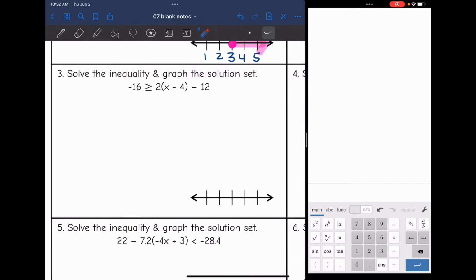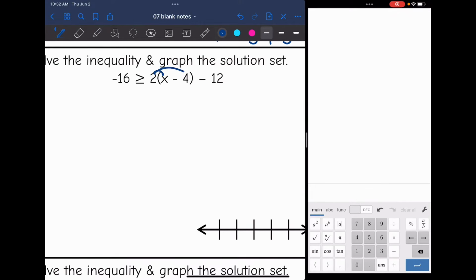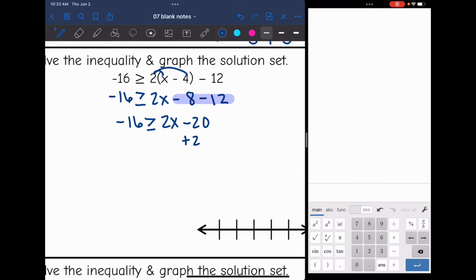All right, let's look at number 3. The first thing I need to do is simplify the right side of the inequality. So I'm going to distribute the 2, and I get negative 16 is greater than or equal to 2x minus 8 minus 12. And then the next thing I need to do to simplify here is combine like terms. So I get negative 16 is greater than or equal to 2x, and then negative 8 minus 12 is negative 20. Now I'm ready to isolate the x since I've simplified everything, so I'm going to add 20 to both sides.